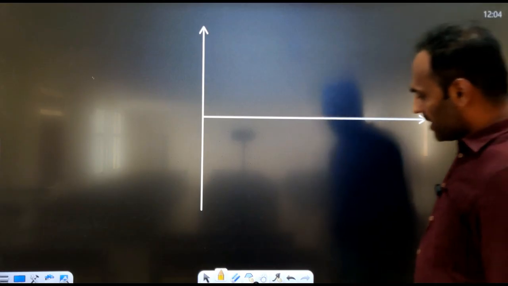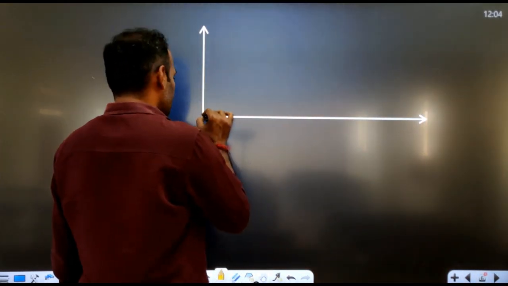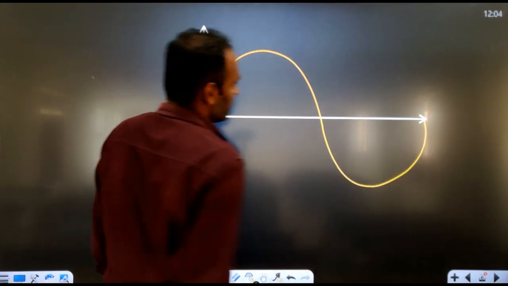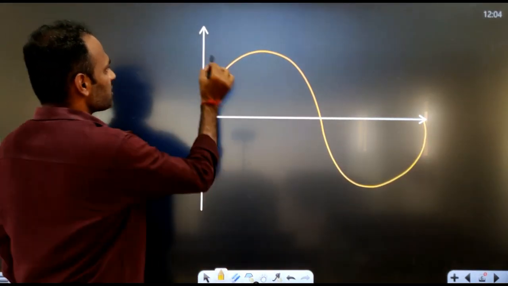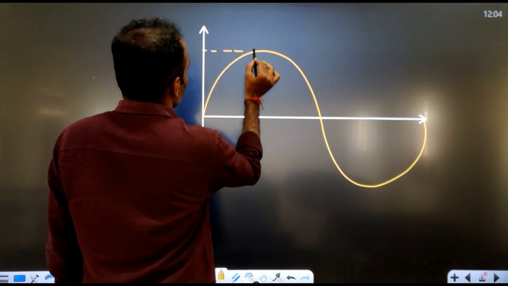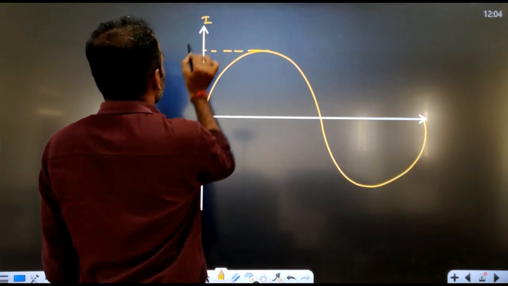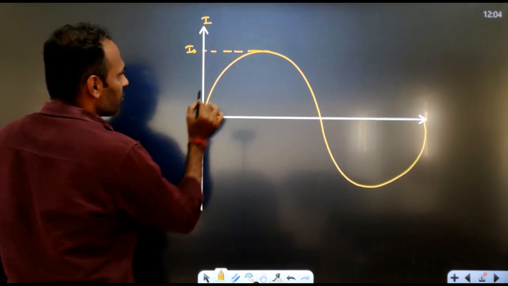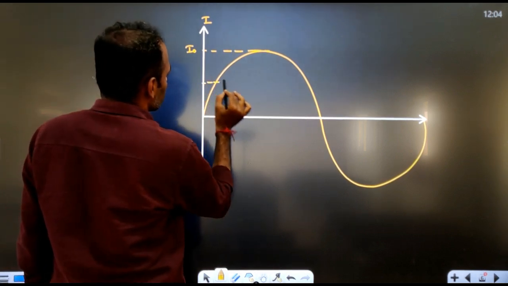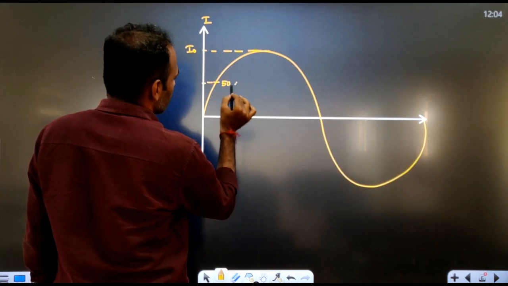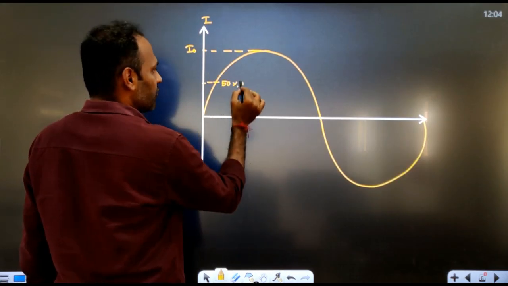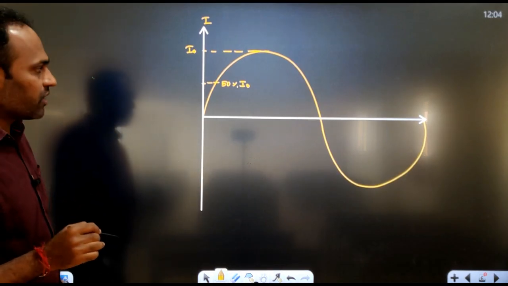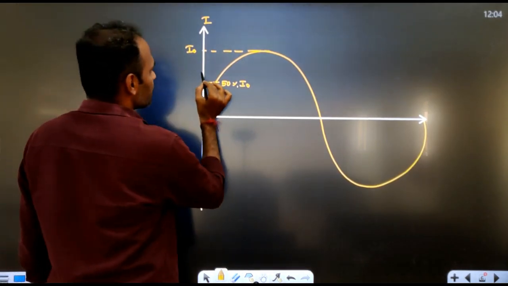Next, let us show this graphically. Let me say this is the AC. What is the peak value? So this is the peak value, right? If I take current here, this is said to be I naught. Let us say this is 50% of I naught. Then where should the RMS value and average value come? Average value will be here.